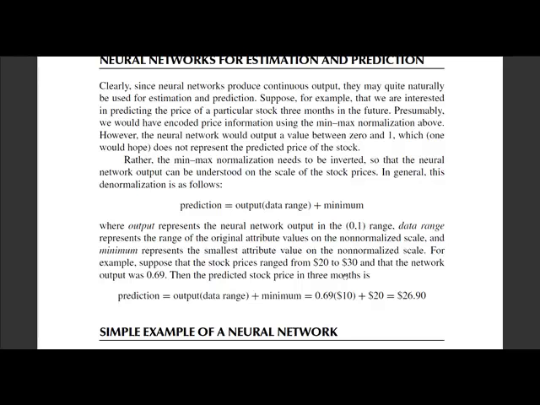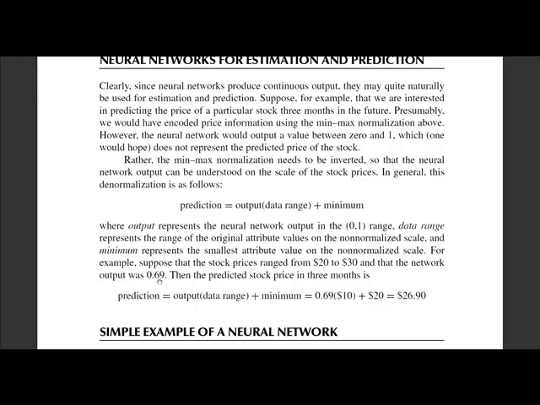For example, suppose that the stock prices ranged from $20 to $30 and that the network output was 0.69. So what's the price that we're predicting here? It's not 0.69, even though that's what the neural network predicts. So how do we translate that into the actual price of the stock? The range was 10, right? 20 to 30 is 10. So we take 0.69 times 10, which gives us $6.90, plus the minimum, which was 20. So we get $26.90 as the prediction if the neural network gave us 0.69.